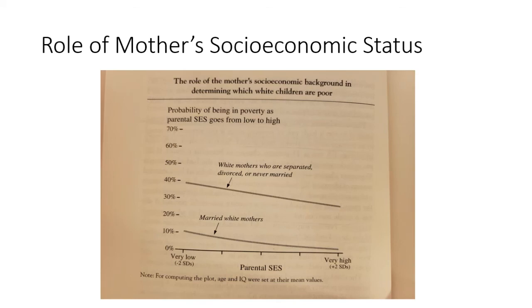Role of mother's socioeconomic status in determining which white children are poor here. And it's interesting the difference between these two graphs. Now we have parental socioeconomic status on the x-axis. Again, very low to very high in standard deviations. And we have two lines again, single mothers, married mothers. Look at their trajectory, if you guys are watching this. Very similar trajectory. Very similar ranges between these two lines.